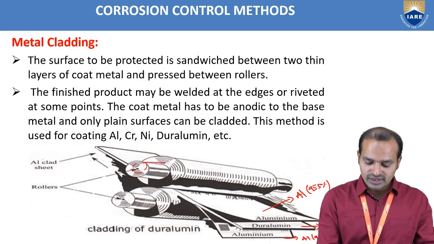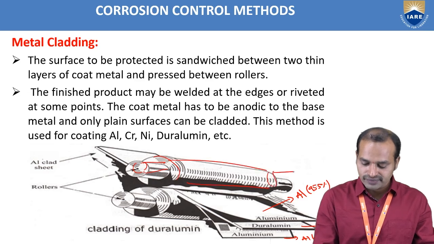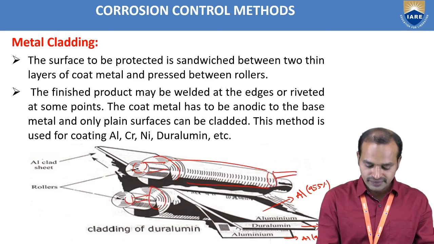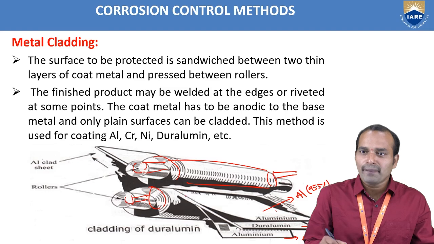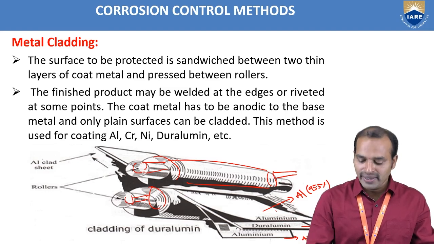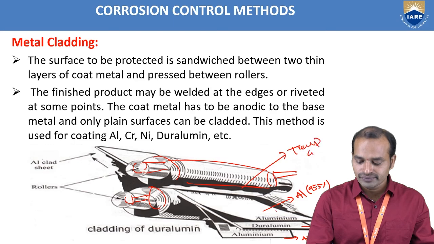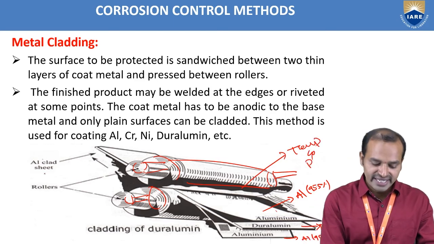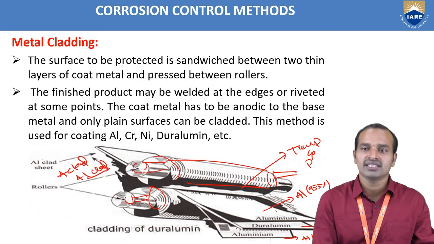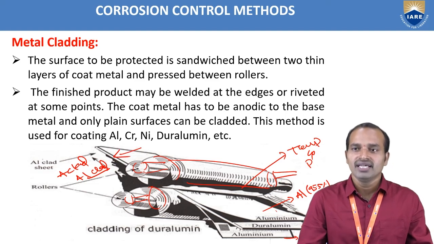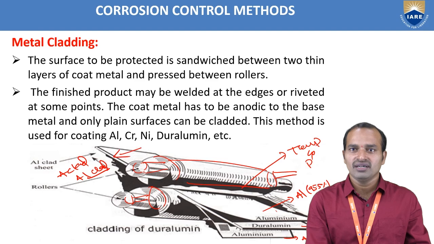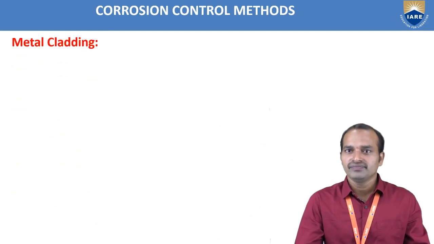Both of these are the rollers. The duraluminum is sandwiched between the aluminum and processed through the rollers. We are pressing through the rollers by applying temperature and pressure. Then we get the aluminium clad sheet. This aluminium clad sheet is mainly used in the aircraft industries. So this is the metal cladding diagram. One more diagram, let us see.